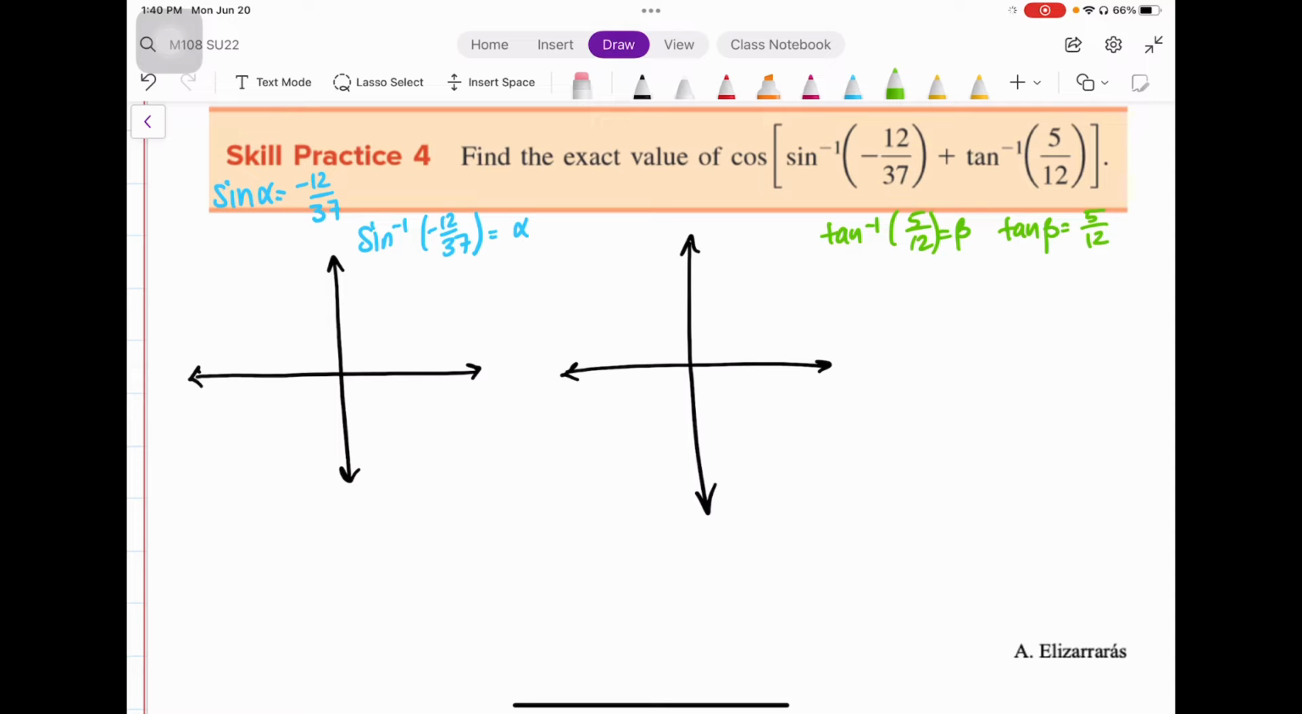Tangent is positive in the first and third quadrants, and sine is negative in the third and fourth quadrants. However, sine and tangent inverses are restricted to negative pi over 2 to pi over 2. And so that means that it can only be either in the fourth or the first quadrants. So sine has to be in the fourth quadrant and tangent has to be in the first quadrant.